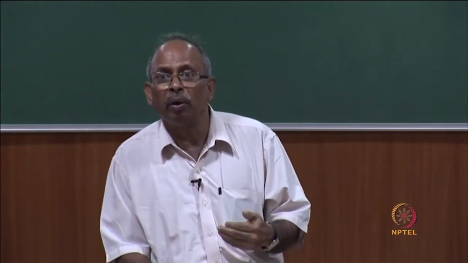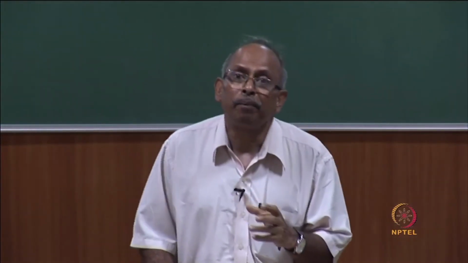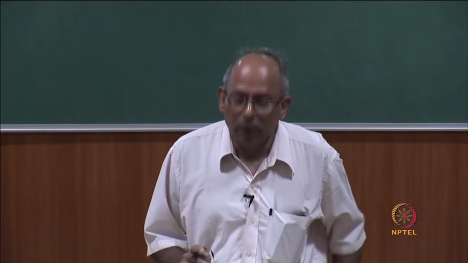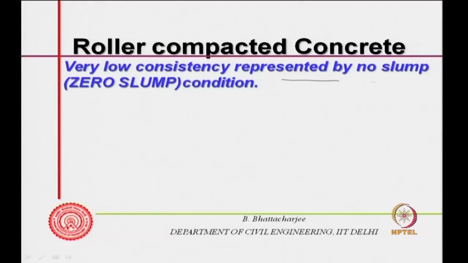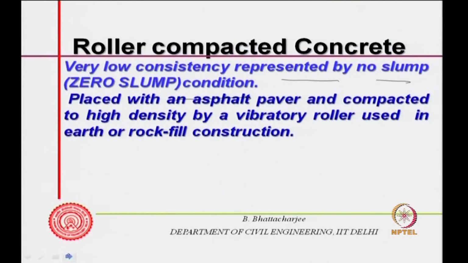Now, look at the other concrete, which is actually high slump. So, it has got very low consistency represented by no slump condition, 0 slump condition. This is called roller compacted concrete, placed by asphalt paver in pavement and compacted by high density vibratory roller used in earth or rock fill construction. So, in case of pavement, you can put it by asphalt paver type of thing.